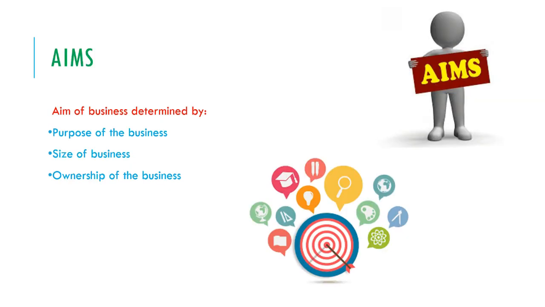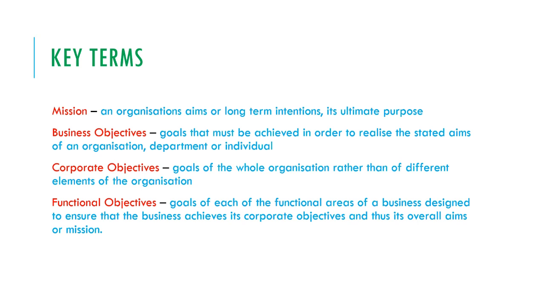So aims then. Aims of a business will be determined by the purpose of the business, the size of the business, and the ownership of a business. The key terms you will need to know are a mission, which is an organisation's aim or long-term intentions, its ultimate purpose. This is different from a mission statement. Business objectives in general are just goals that must be achieved in order to realise the stated aims of an organisation, department, or individual.